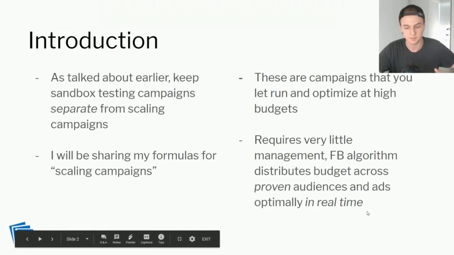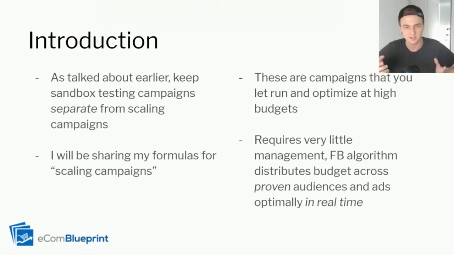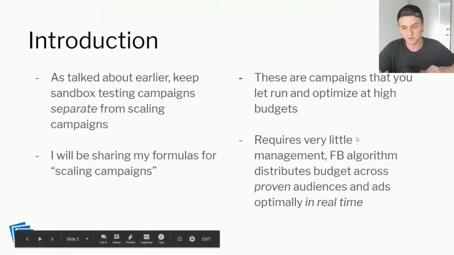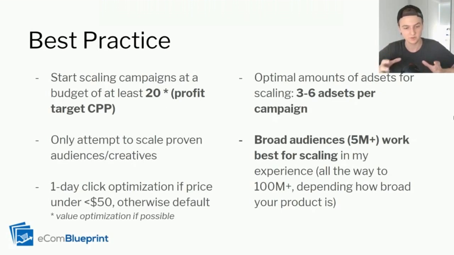For the sandbox campaigns, you don't care about the optimization. You're just testing different things. You can pause ad sets, you can duplicate, you can increase budgets, you can do whatever you want in a sandbox campaign. But for scaling campaigns, you want to let it run at high budget and let it optimize. Now, before I dive into the actual toolkit showing you all the different types of campaigns that I use, I just want to cover some best practices that apply to all different types of scaling campaigns. It doesn't matter what type of scaling campaign you're doing, these best practices apply to all of them.